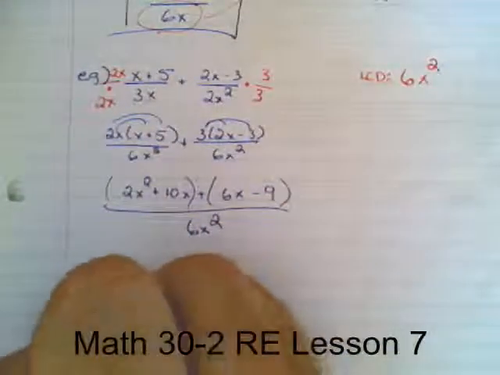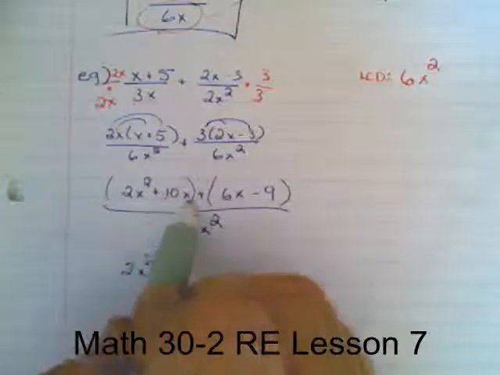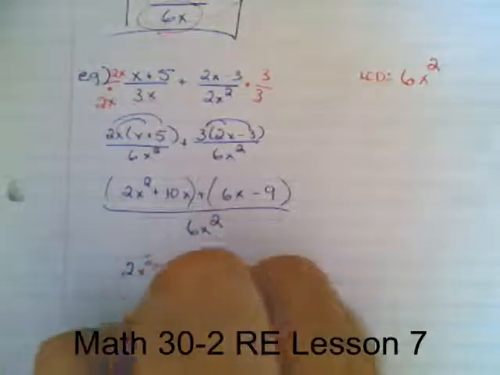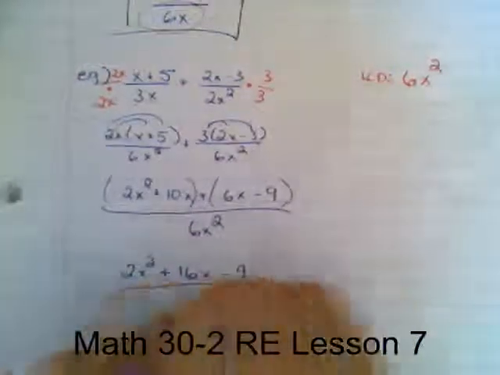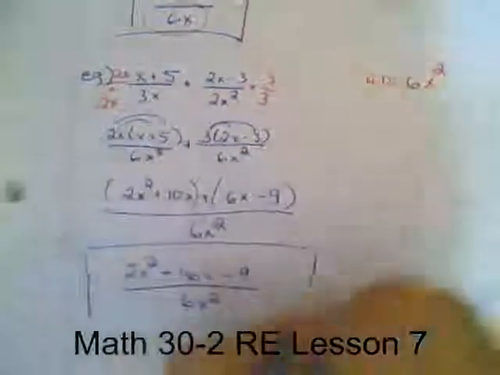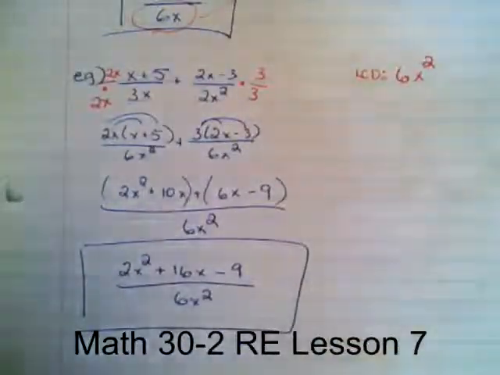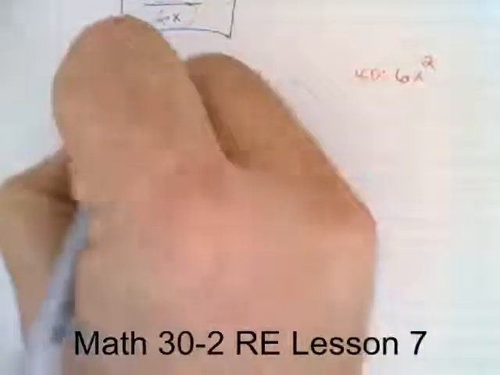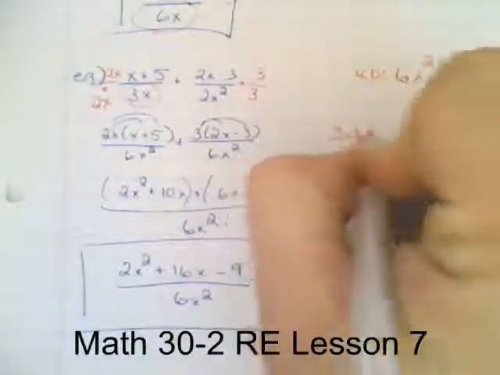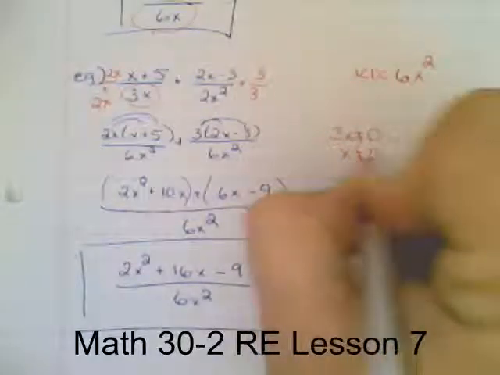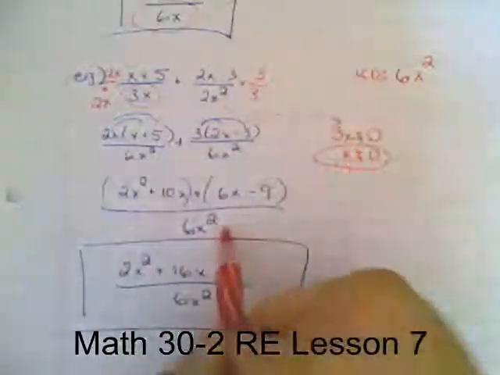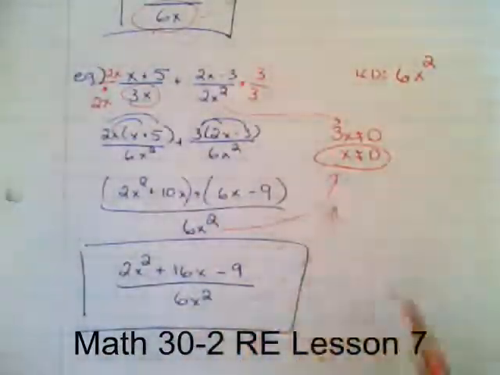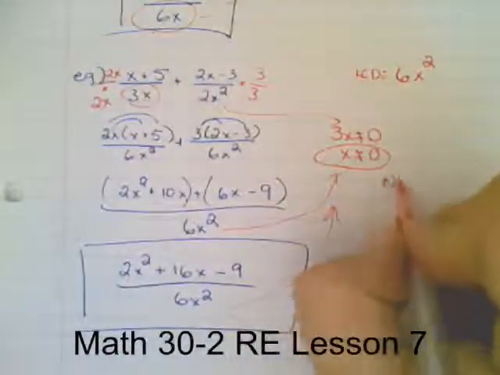Whatever I do to the bottom, I have to do to the top. In this one here, I just have to multiply by 3. The x squared is already there. So what I end up with is 2x times x plus 5 over 6x squared plus 3 times 2x minus 3. Now I've deliberately written this out a little slower, over 6x squared.